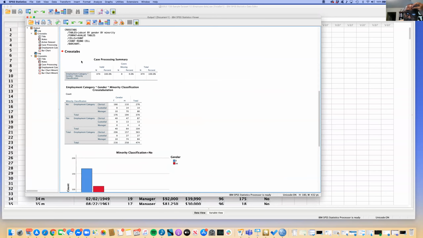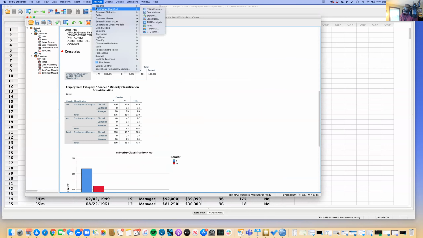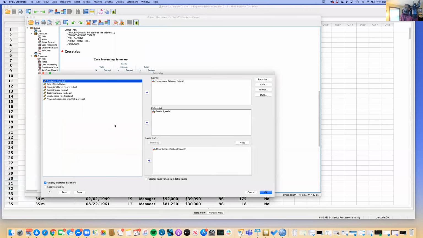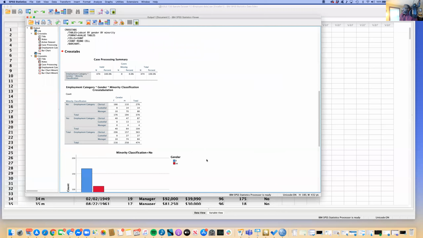How did you do that again? Sure. I just went back to Analyze, then Descriptive Statistics, then Crosstabs. All I did was leave the employment category or job category in the row. I left the gender in the column, and I put the minority classification here in the layer. And what it does is it sorts everything out and adds that dimension of data to what we've already taken a look at, okay?